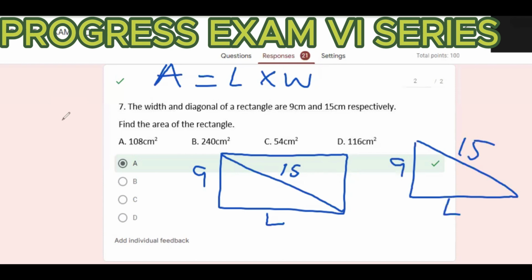and that will be, we subtract the square of 15, that is 225. We subtract 81 from it. 225 minus 81. That should give us 144. Square root of 144, that means length is 12. So the area will now become length, which is 12 times the width, 9. And we'll get 108. That's correct.